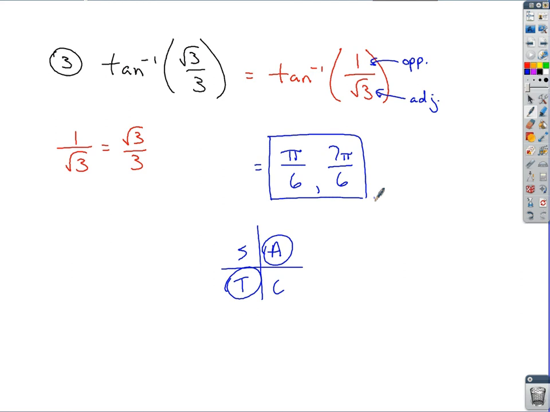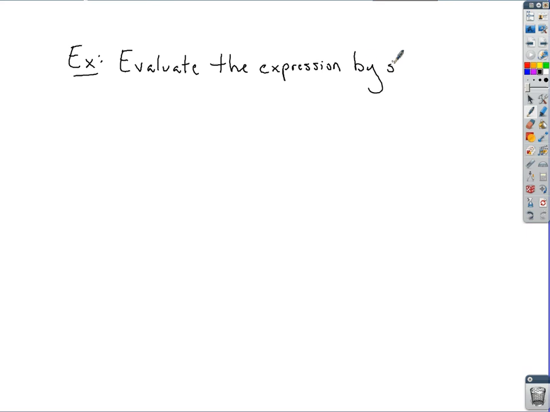All right, another spin on these types of problems. We've got a few where we stick to playing with triangles, but this time it's not the two special ones that we're always dealing with. For this set of directions, let's evaluate the expression by sketching a triangle.